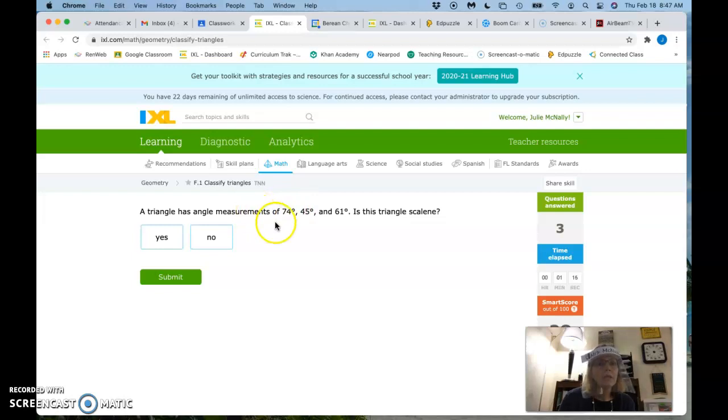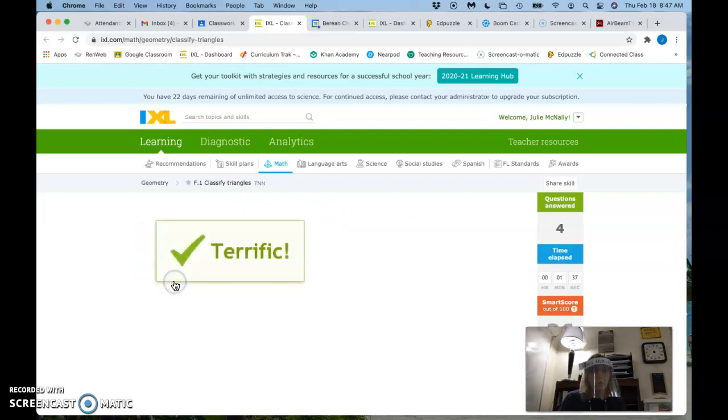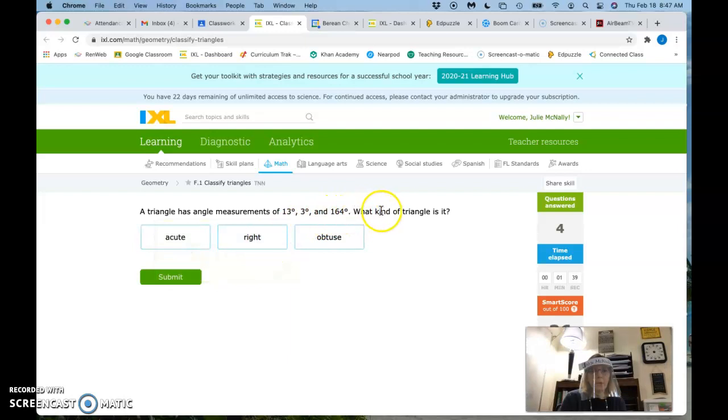You have a different one then. Let me see if I can get to some of those. This one is going to be, is this scalene? Okay, so if it's asking you if it's scalene, remember scalene has no equal sides and no equal angles. So is this scalene? Yes, because none of the angles are the same. What kind of triangle is this? I see an obtuse angle.